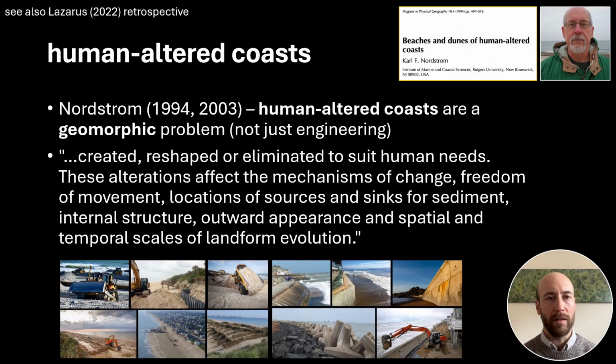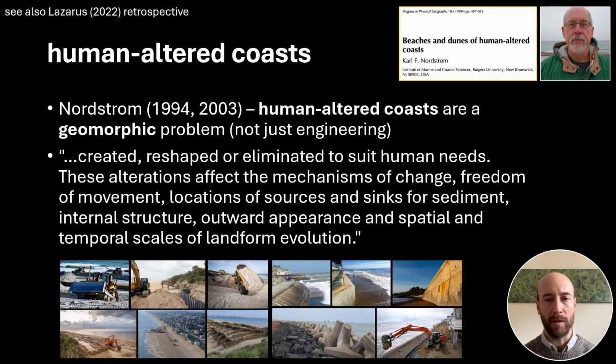And Nordstrom argued that human altered coasts are a geomorphic problem. They're distinct from an engineering problem, which was typically how they were regarded. Any development on the coast was essentially within the realm of civil engineers to think about, and geomorphologists or physical geographers thought about other things.